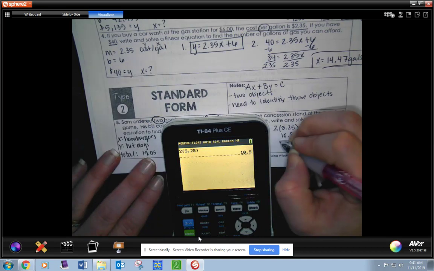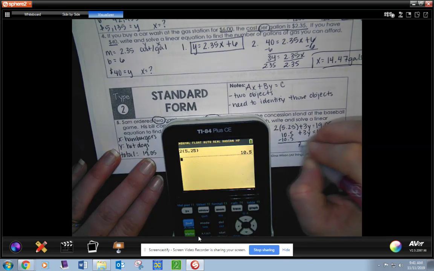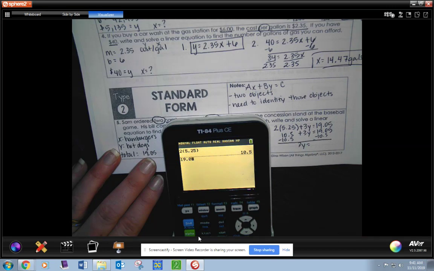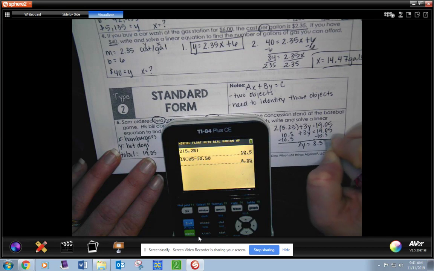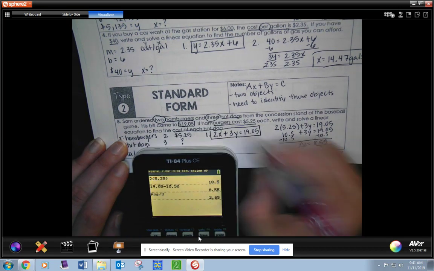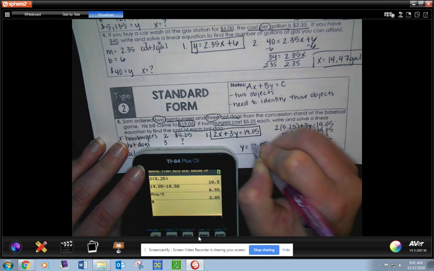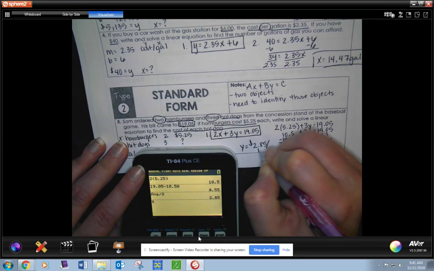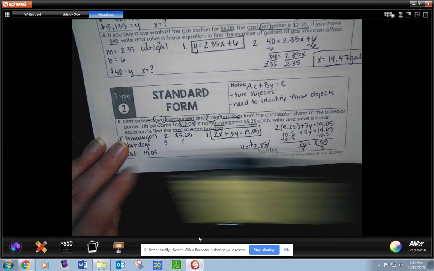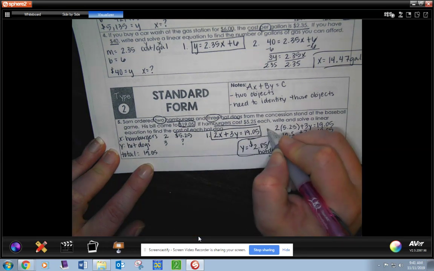Now to get Y by itself, we must subtract the 10.50. That gives me 3Y equals, so 19.05 minus 10.50 is 8.55. And then to finish this off, we just divide by 3. And Y will equal 2.85, and this is money, per hot dog. Because they asked me to find the cost of a hot dog. So you have to label that this is the cost for a hot dog. And that was step 2.